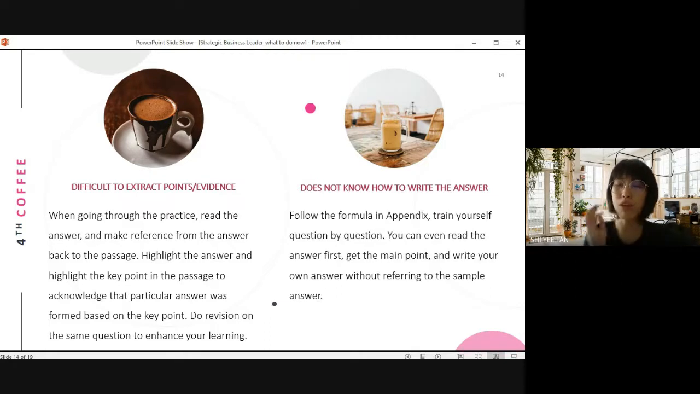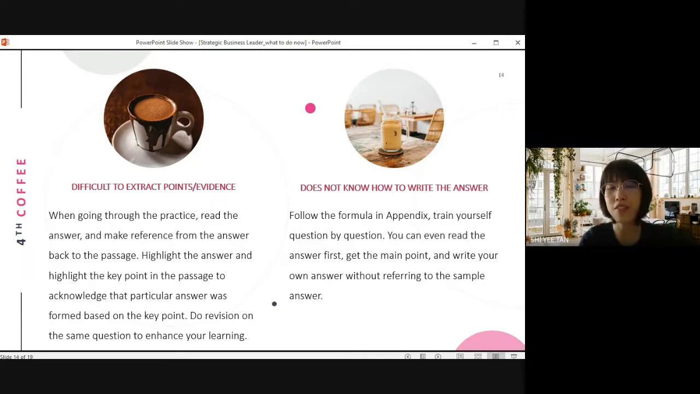If you do not know how to write the answer, in the appendix I've already given you, not to say a formula, but some suggestions on how you can use some concepts to develop your answer. So follow the so-called formula in the appendix and train yourself question by question. Since you are weak in writing answers, you've got to write more. Whatever we are weak in, we've got to focus on. That's the concept for improvement.